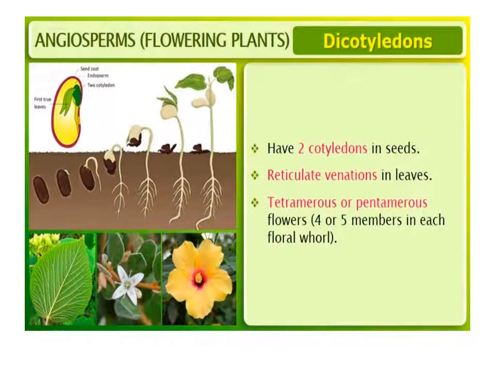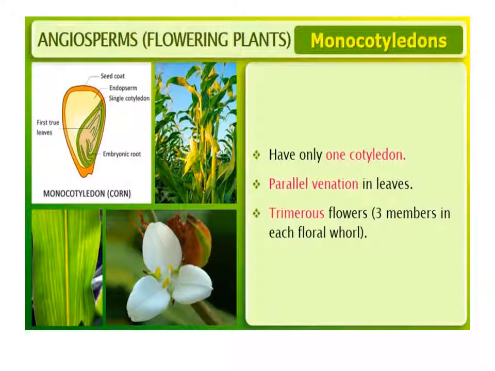The seeds which have two cotyledons are known as dicotyledons. The leaves of these dicotyledons have reticulate venation. Flowers are tetramerous or pentamerous, that is, 4 or 5 members in each floral whorl. In monocotyledons, there is only one cotyledon. Leaves have parallel venation and flowers are trimerous, that is, 3 members in each floral whorl.